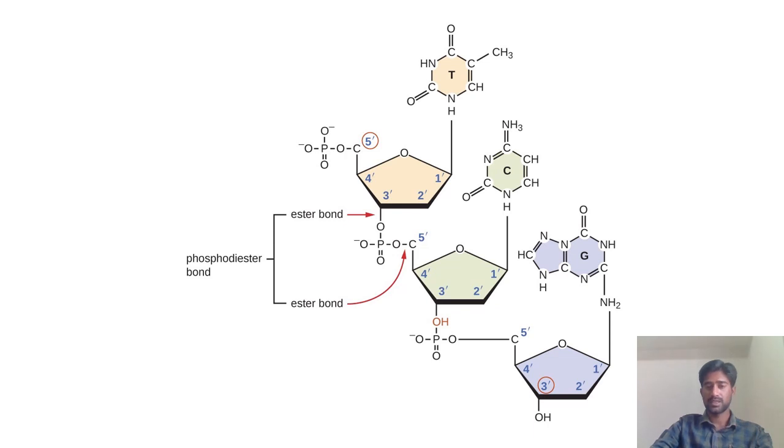So here in this structure, the sugar molecule is attached to the nucleotide base, and the phosphate group with the sugar molecule is attached to the adjacent ribose sugar with the phosphodiester bond, and this you call the sugar phosphate backbone.